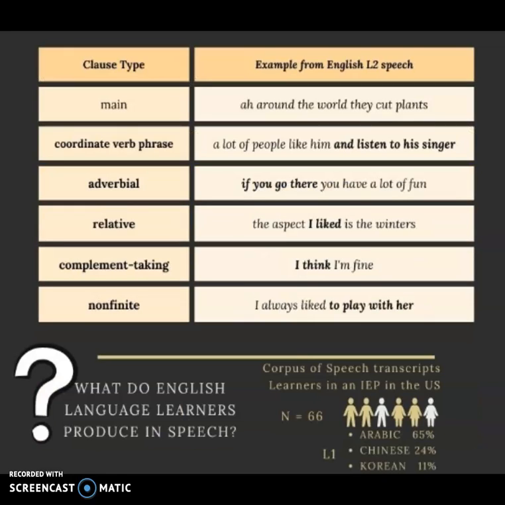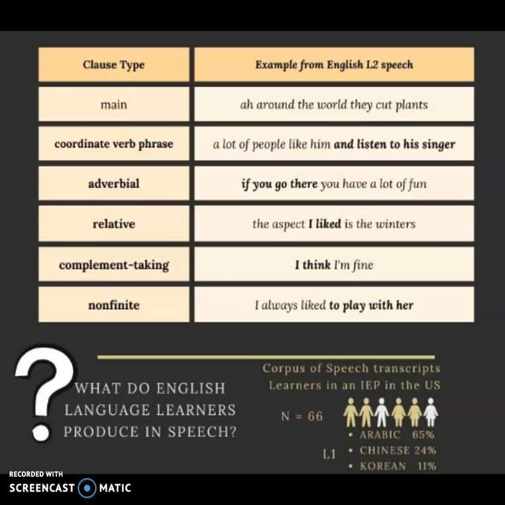The researchers, Vercellotti and Packer, asked what clause types English language learners produce. They investigated that question using a corpus of speech transcripts from adult learners that was collected over time in an intensive English program in the US. The corpus included 66 learners, both male and female. The students that year included more Arabic speakers, along with Chinese and Korean learners of English.